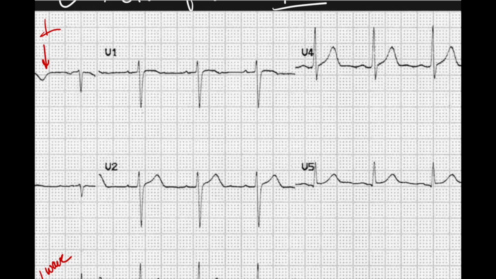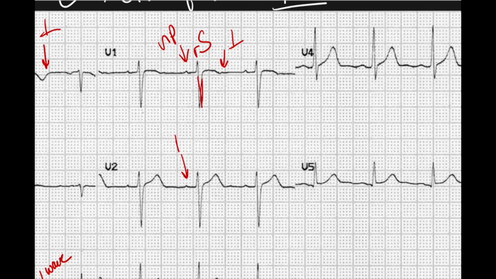V1, we have a biphasic P wave. That looks good. We have a dominant S wave. We have an RS complex. And the T wave is inverted, which is fine. And no apparent ST elevation or ST depression.